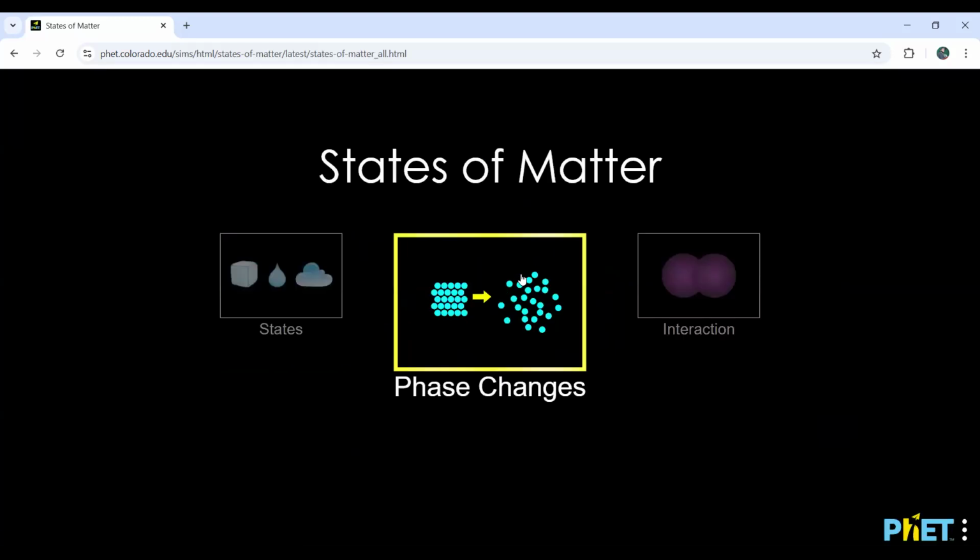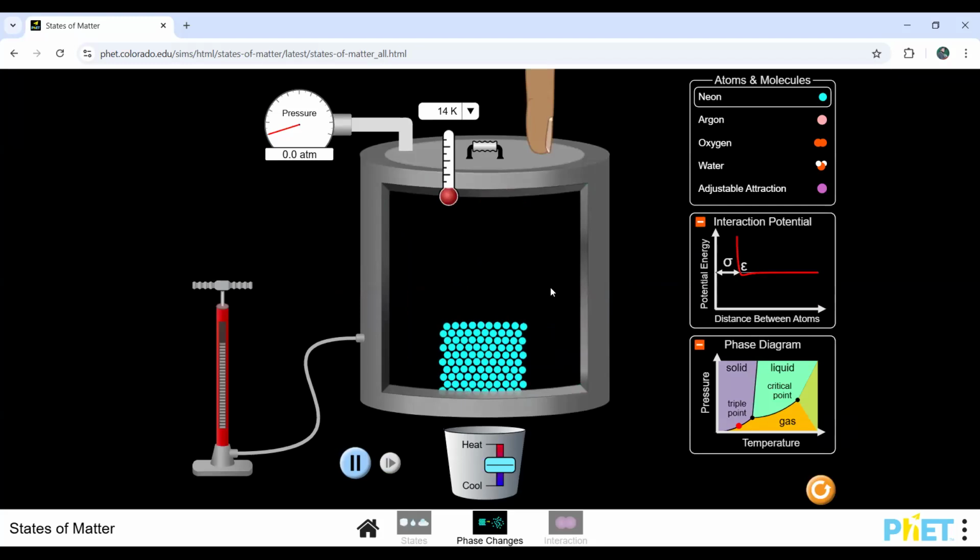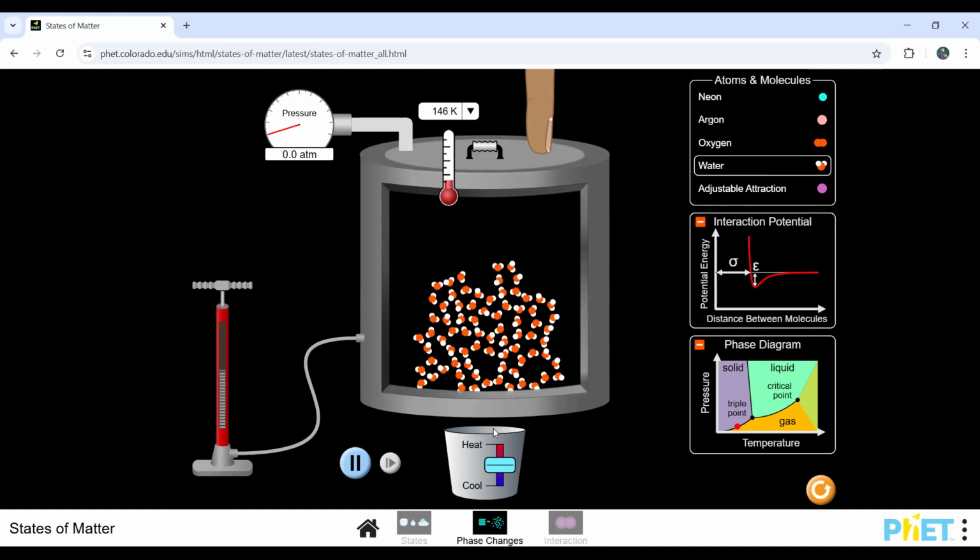Now let's study phase changes. On here, you see there is an interaction potential. There is basically a phase diagram which is going to help you understand the concept of state change. So let's see how it goes. Let's use water, for example. Initially, this is liquid water.